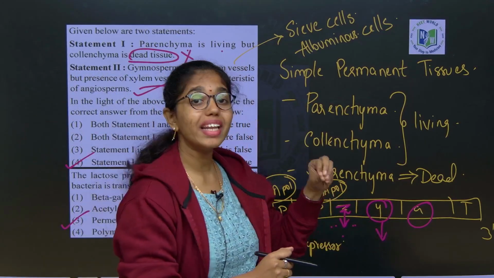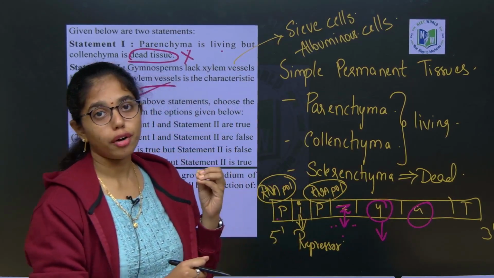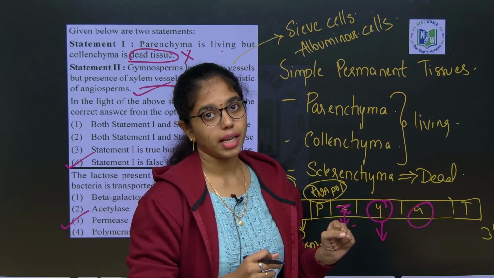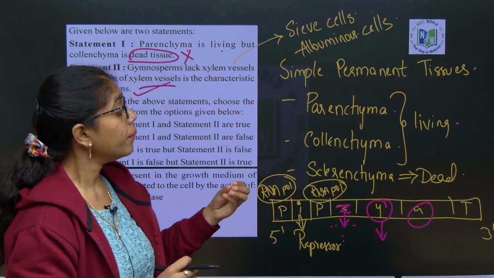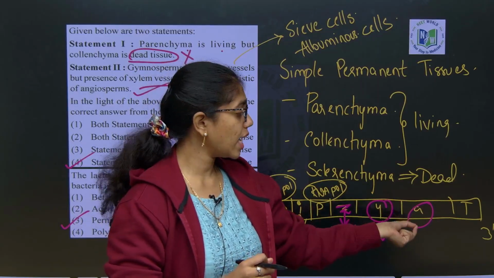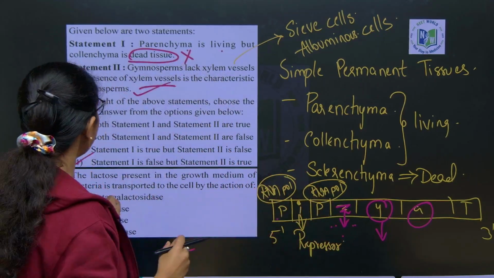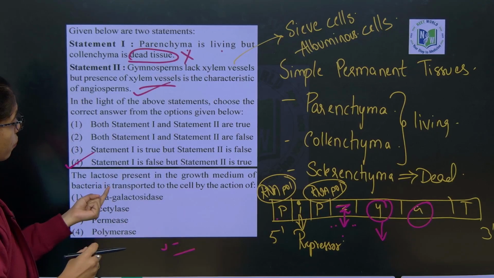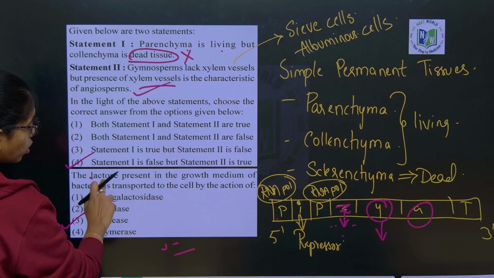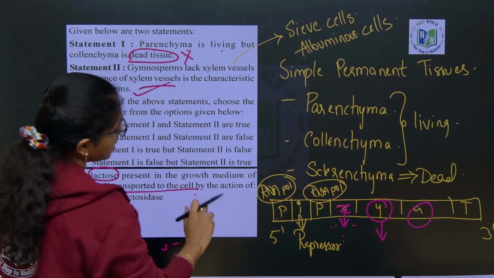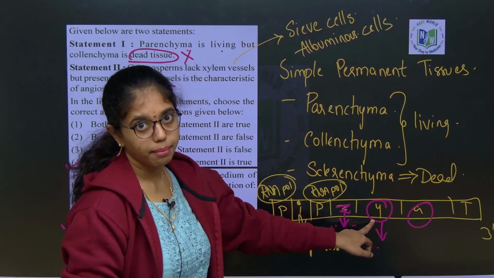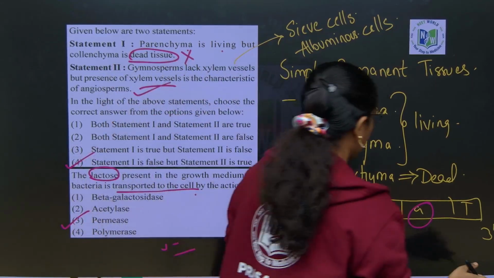Permease will increase the permeability of lactose into the cell. And A is transacetylase that will make the monosaccharides more soluble in the cell by changing the group. Now, in the growth medium of bacteria, lactose has to be transported to the cell by the action of what, Nana? Permease, which is coded by Y gene, do remember that.